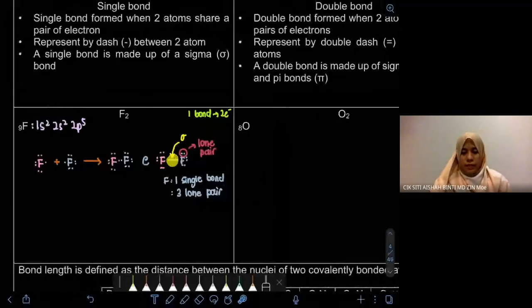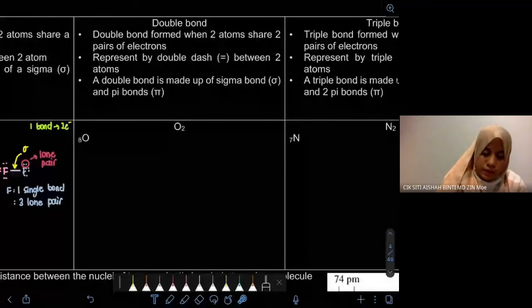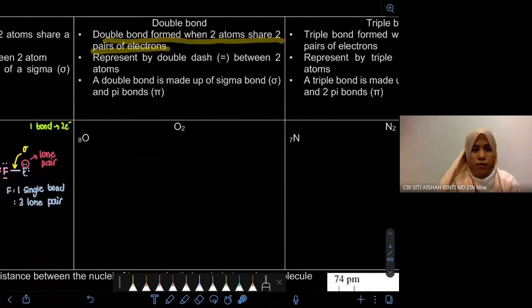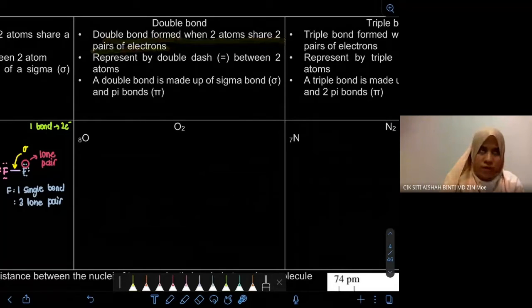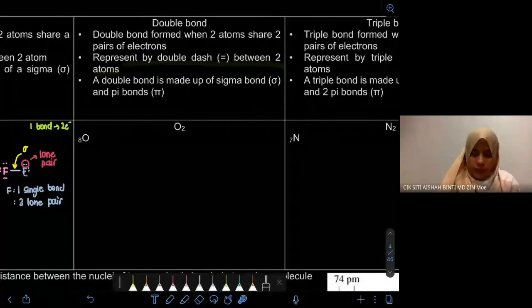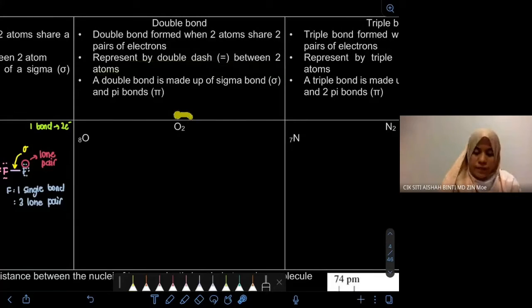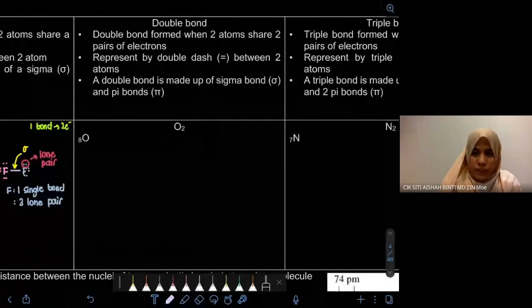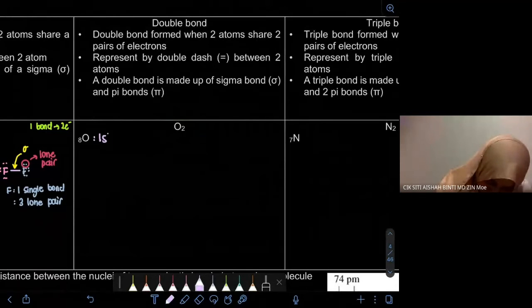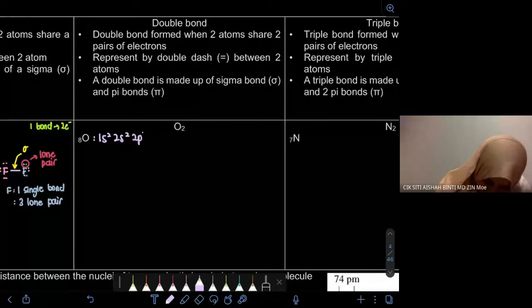Next, we look at the double bond. A double bond is formed when 2 atoms share 2 pairs of electrons, represented by a double dash between 2 atoms. The famous example here is oxygen. So what is the electronic configuration? Here I write 1s2, 2s2, 2p4.